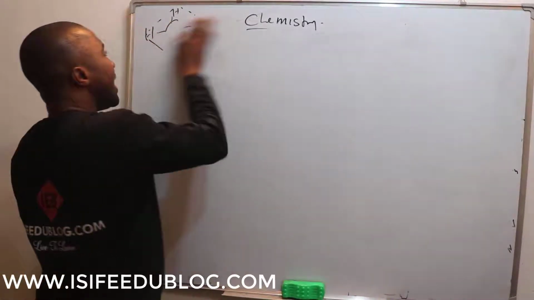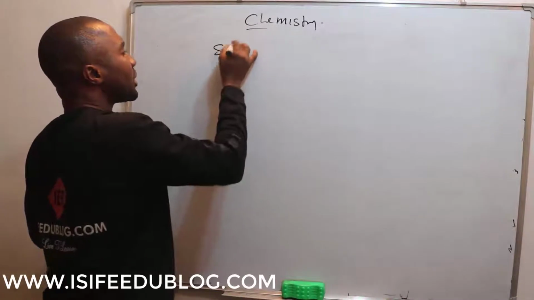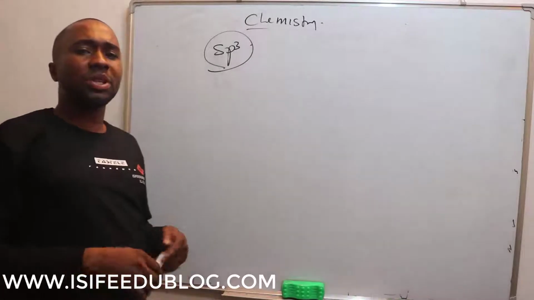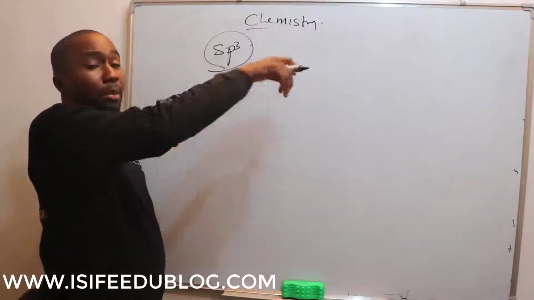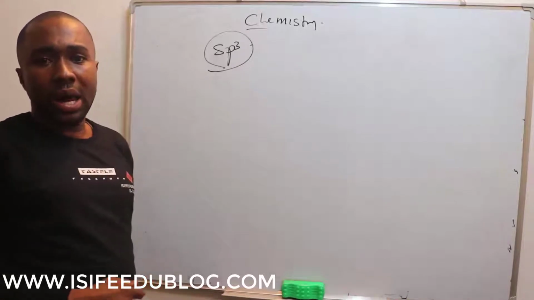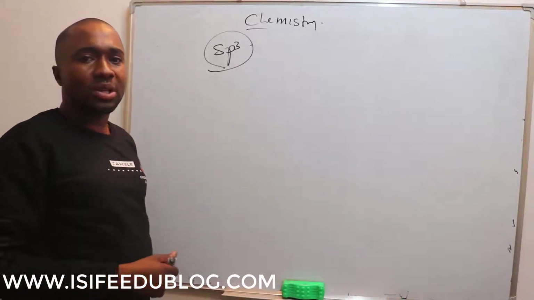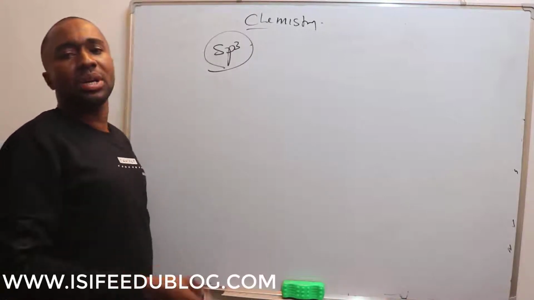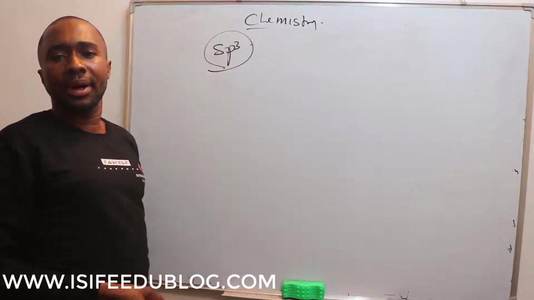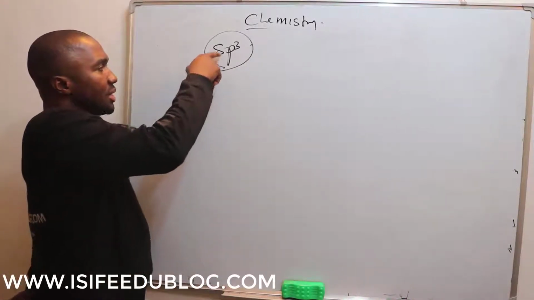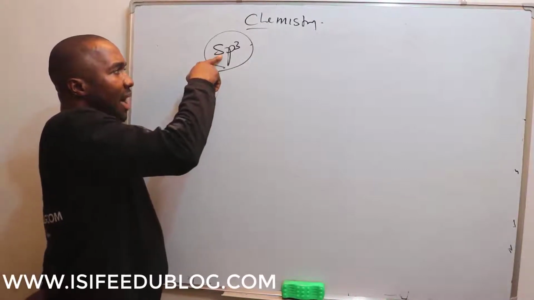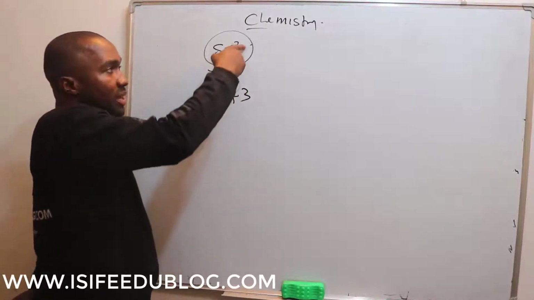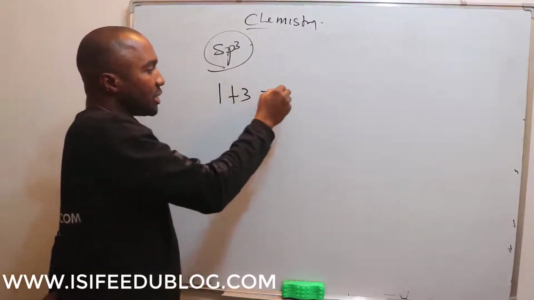So when we talk about SP3 hybridization, an easy way you can identify that a compound is undergoing SP3 hybridization is to count the number of attachments on the central atom. If the number of attachments on the central atom is 4, it means that the compound is undergoing SP3 hybridization. Take, for instance, the number of s orbital here is 1, and the number of p orbital here is 3. That is why we say SP3. If you say 1 plus 3, it gives you 4.